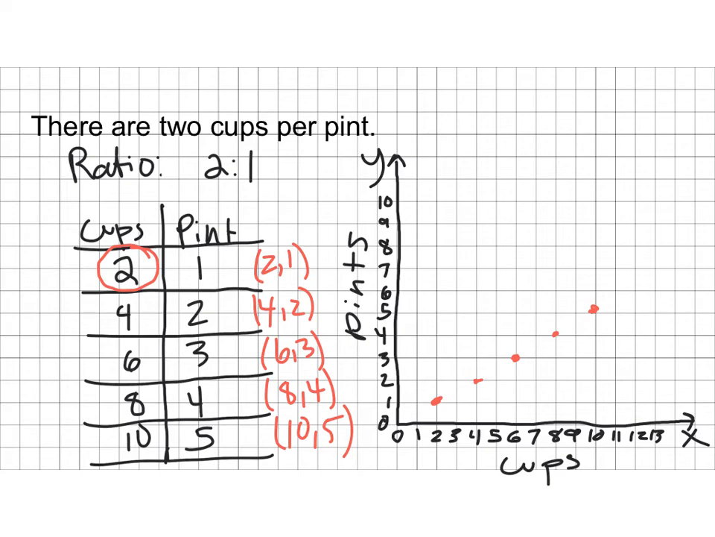Great. And so now we need to decide. Oh, well, actually first let's title it. So in this one, we could title this the ratio of cups to pints. And then we need to decide whether we are going to connect the points or not.